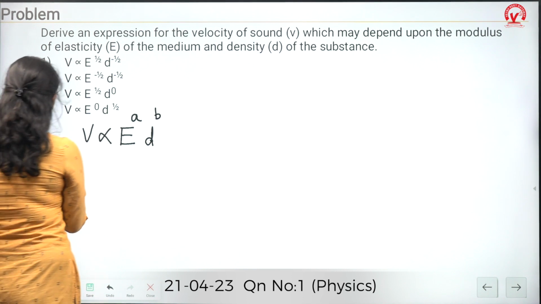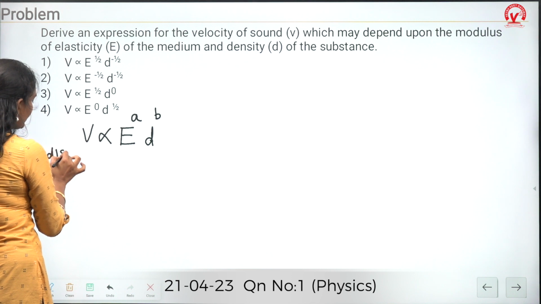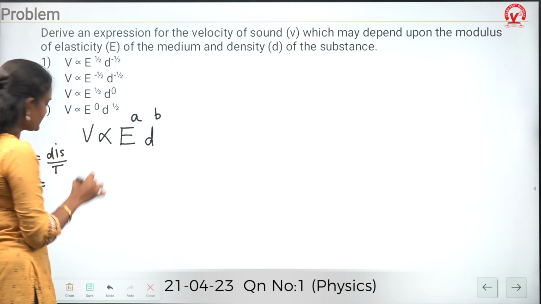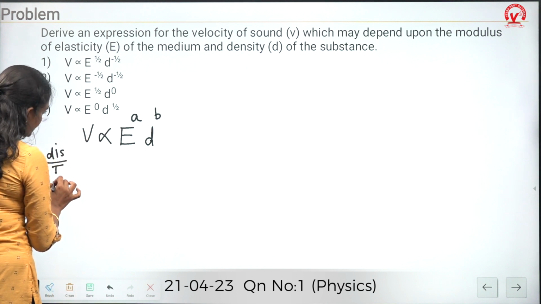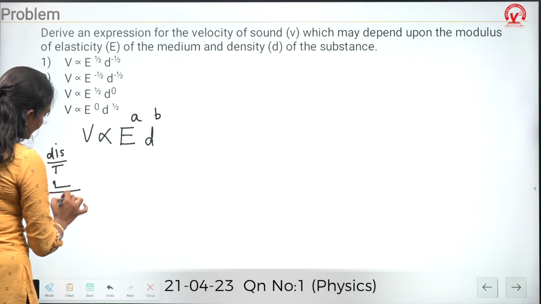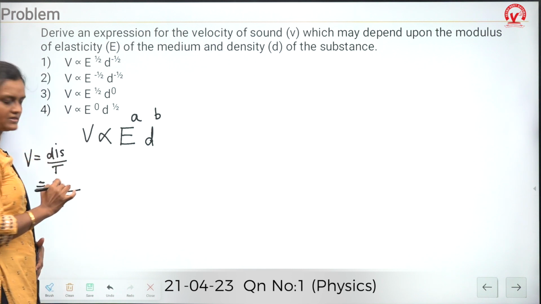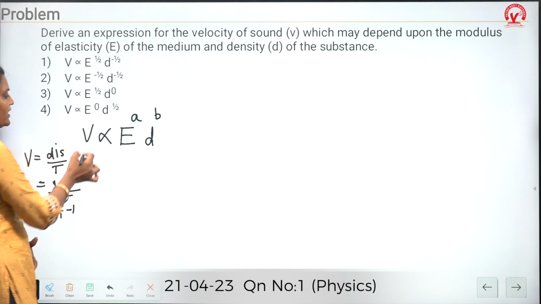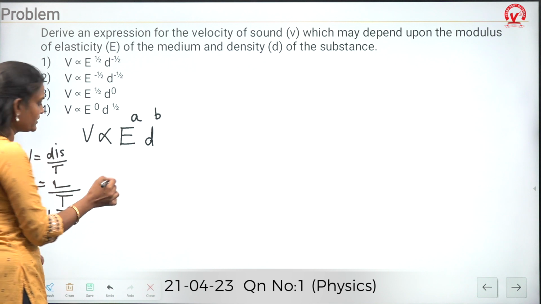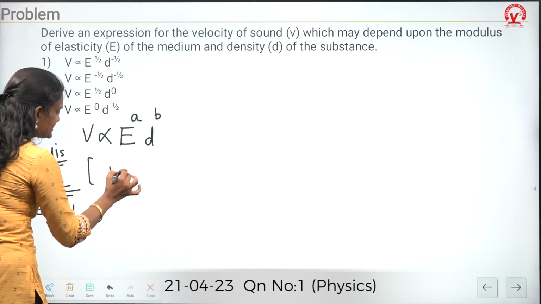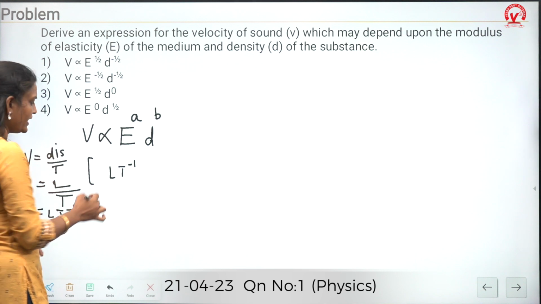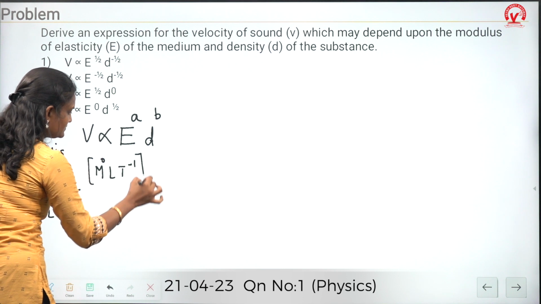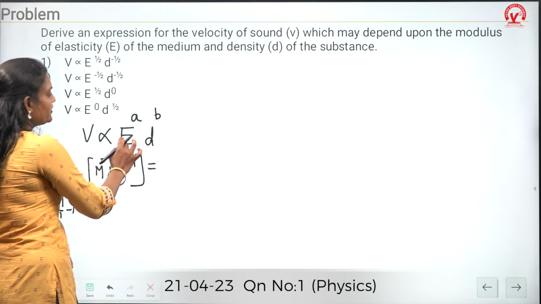Velocity is equal to displacement by time. What is the dimensional formula for displacement? The dimensional formula for displacement is nothing but length, and time is t. So this can be written as L t minus 1. So for velocity the dimensional formula is L t minus 1. And here we are not having mass, so I am going to represent the mass as M power 0 is equal to, now we want to find E.